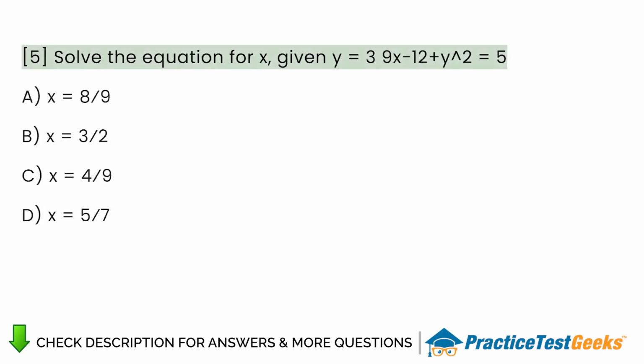Solve the equation for x, given y equals 39x12 plus y2 equals 5. A. X equals 89. B. X equals 32. C. X equals 49. D. X equals 57.